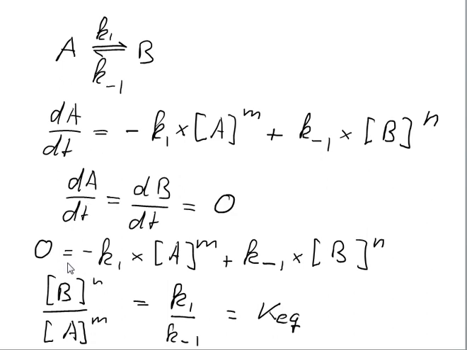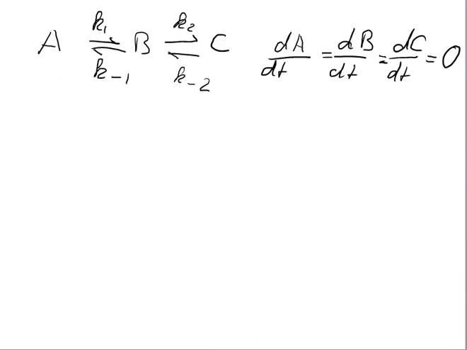And what we can do is we can set our rate equation for dA over dt to zero, and we get this equation here. We can also then solve this equation for B to the power of n and A to the power of m, and we get this equilibrium equation here. So we get this part here, and we can express it by these rate constants, k1 over k-1. And this is generally known as the equilibrium constant, k equilibrium. But this only holds true if there is no change in the rate. That means if the consumption is the same as the production of the compounds.